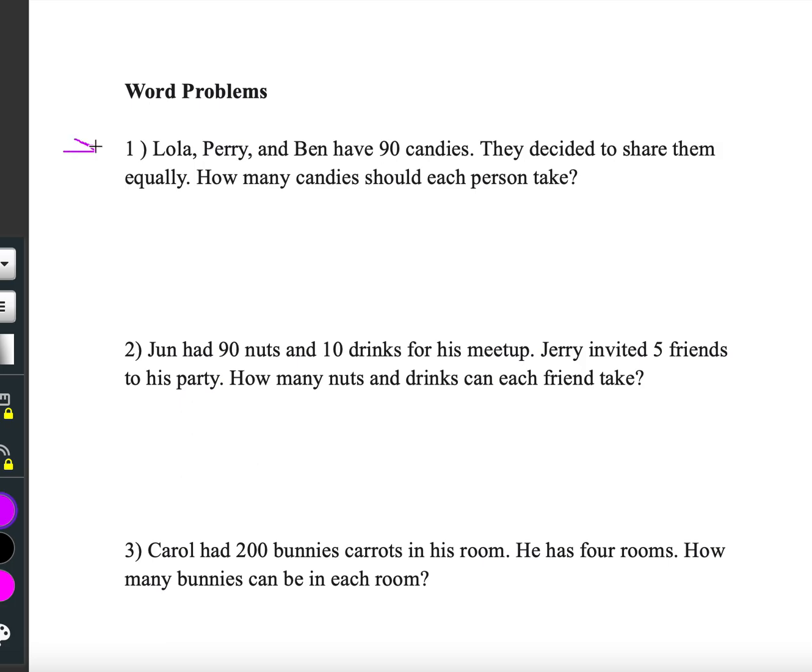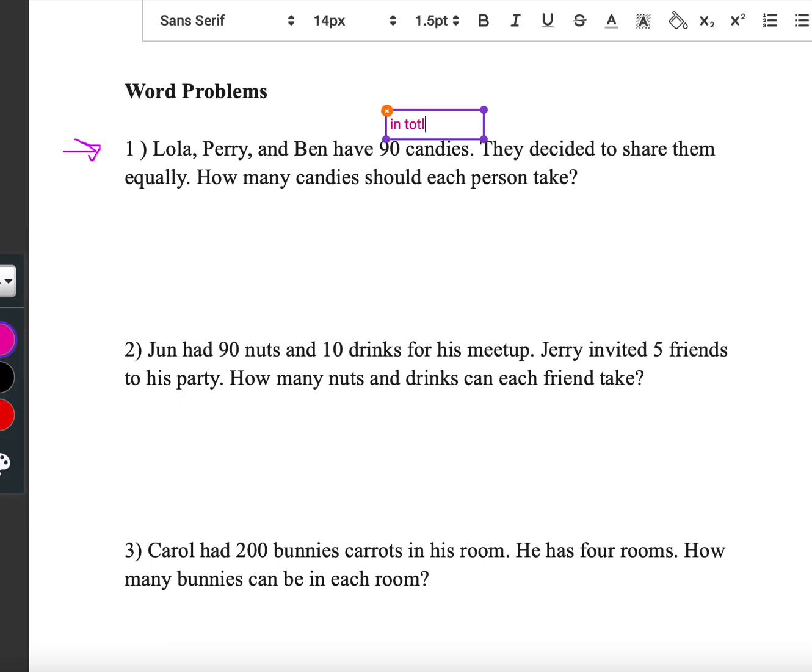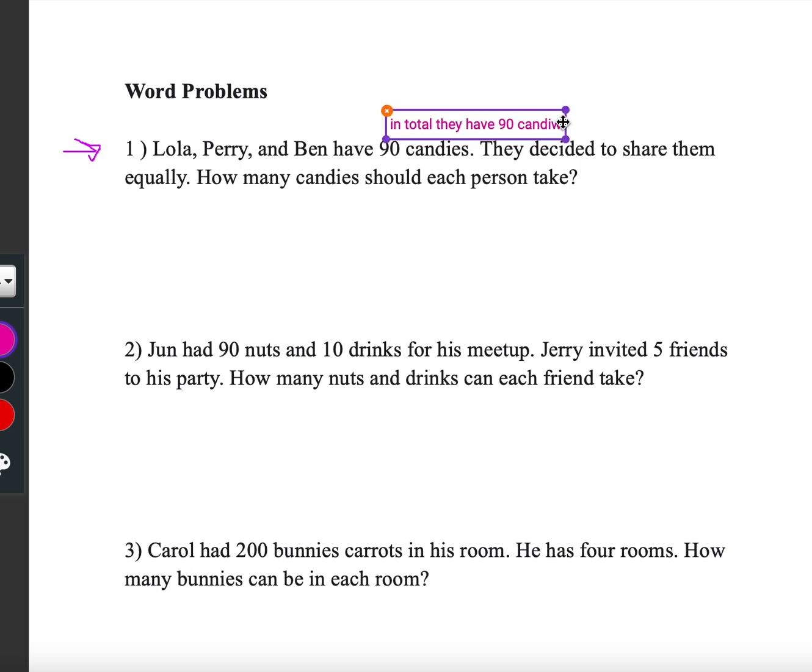And let's look at number 1 for word problems. So it reads, Lola, Perry, and Ben have 90 candies. So this is the total. In total, they have 90 candies. Then it says they decided to share them equally. So these are important words. So how many candies should each person take?